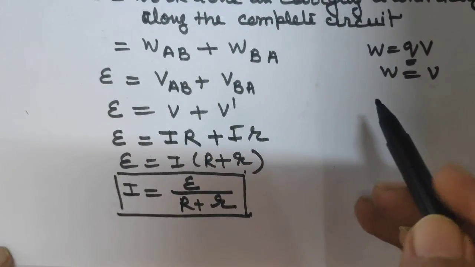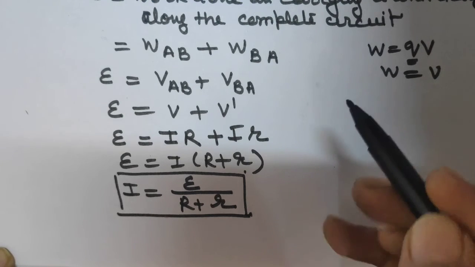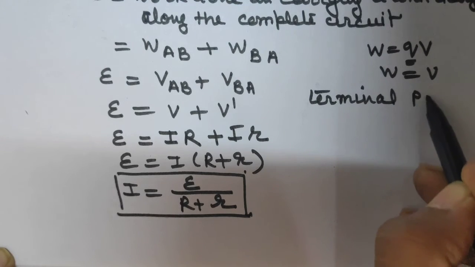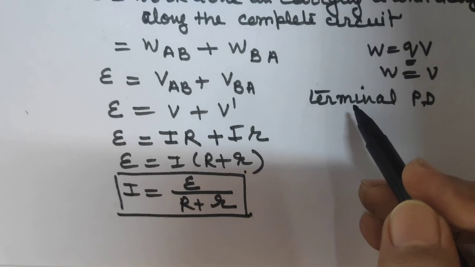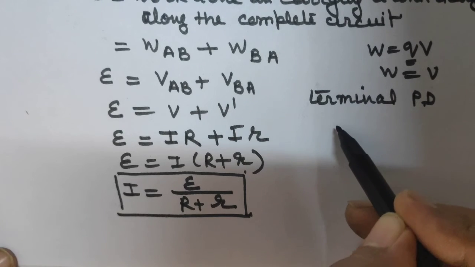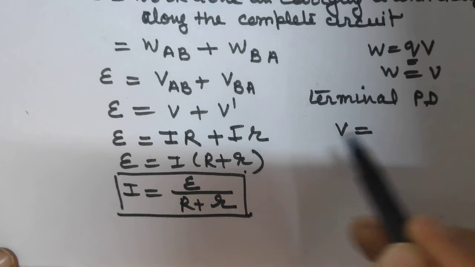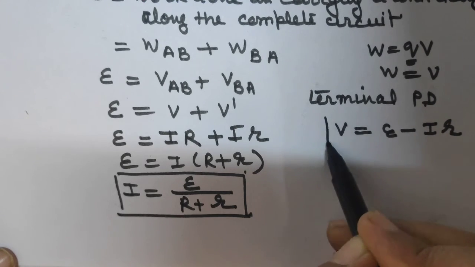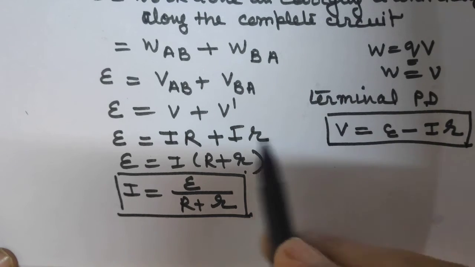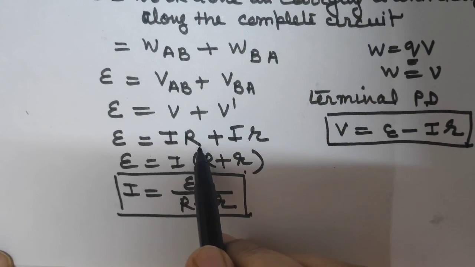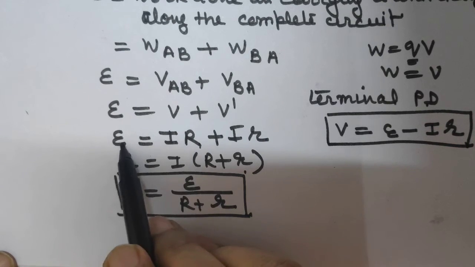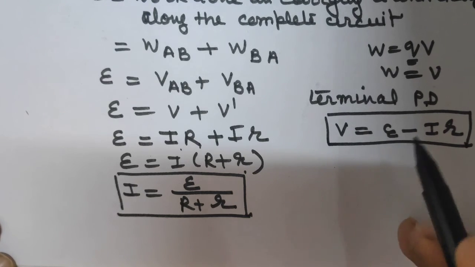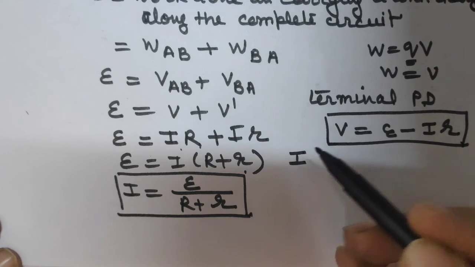Now we can write the terminal potential difference V. From this equation, terminal potential difference V equal to E minus I r. This is the terminal potential difference, V equal to E minus I r.